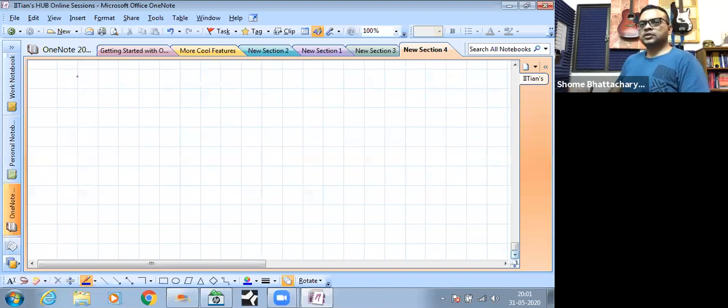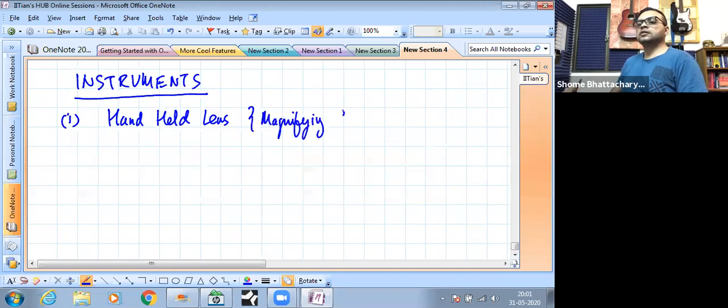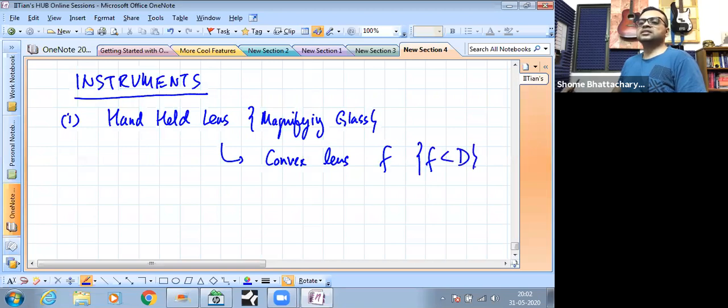So now let's talk about some of the types of instruments. The most basic one is the one which explains the whole concept actually, and that is the handheld microscope or handheld lens, what we also call simply a magnifying glass. This is actually nothing but a convex lens of focal length f, such that typically f is less than the least distance of distinct vision.